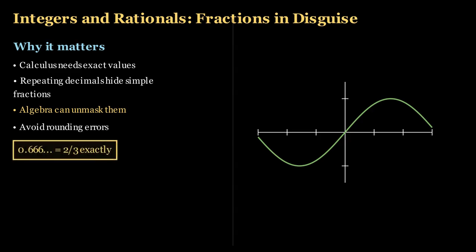This matters because the real number line is dense. Between any two rationals there's another rational, and being able to switch between decimal and fraction lets you pick the form that makes your calculus problem easiest.